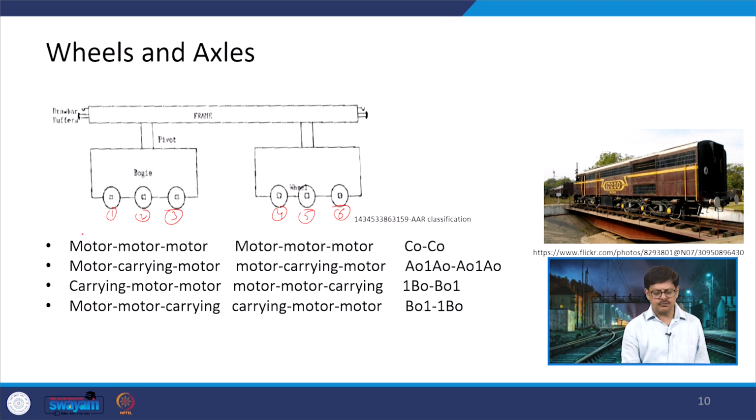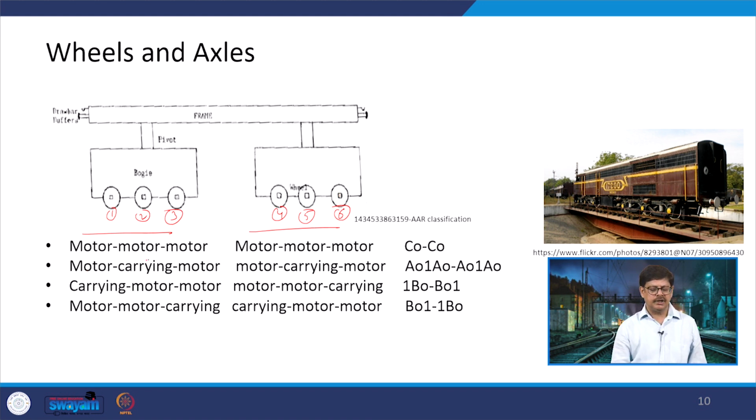So, this 1, 2, 3 is being governed here and 4, 5, 6 is being governed here. And suppose all these three are motor units. So, it will be motor, motor, motor, and similarly on the side also it is motor, motor and motor. Then it becomes nothing but 3 sets. So, it is CO, and this is also 3 sets, it is CO.